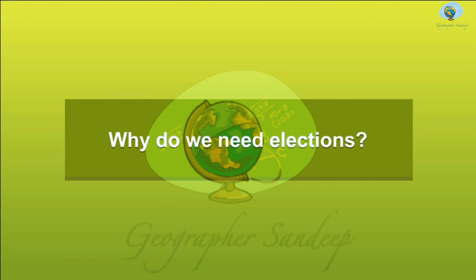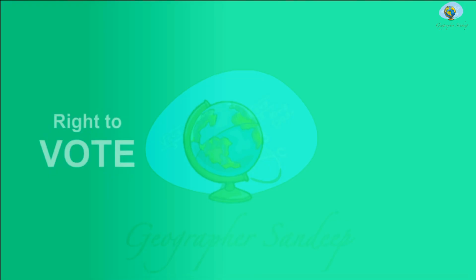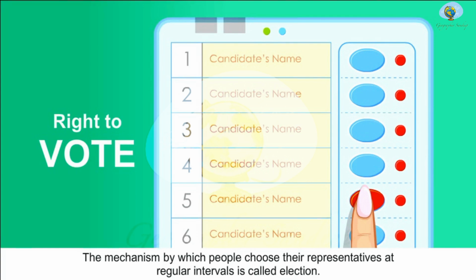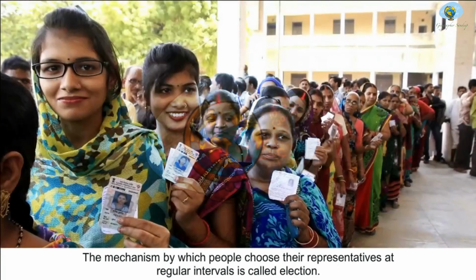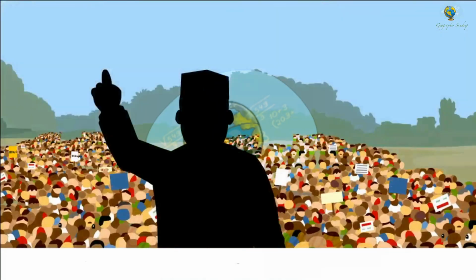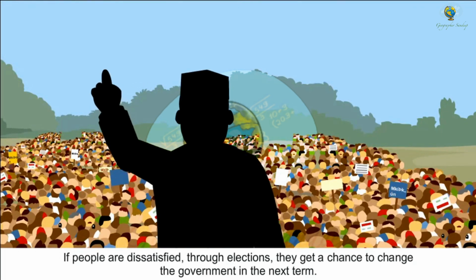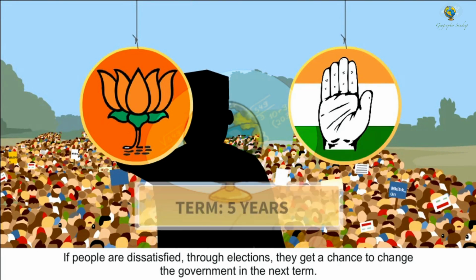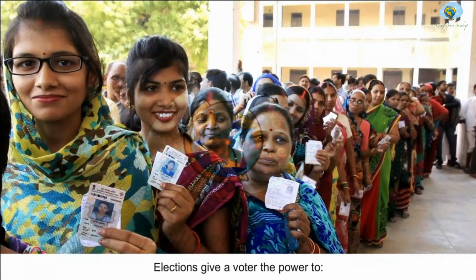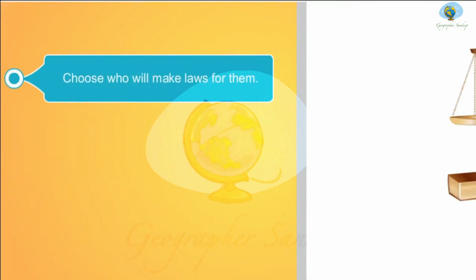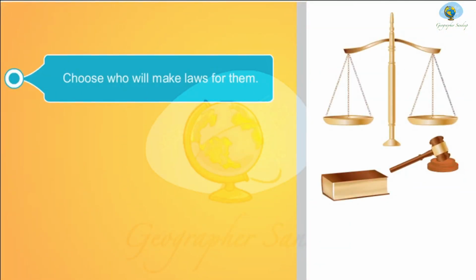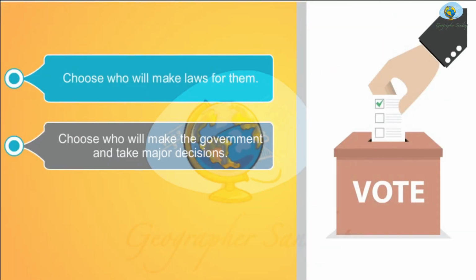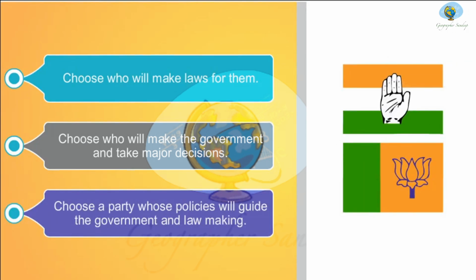Why do we need elections? The mechanism by which people choose their representatives at regular intervals is called election. If people are dissatisfied, through elections they get a chance to change the government in the next term. Elections give a voter the power to choose who will make laws for them, choose who will make the government and take major decisions, and choose a party whose policies will guide the government and lawmaking.